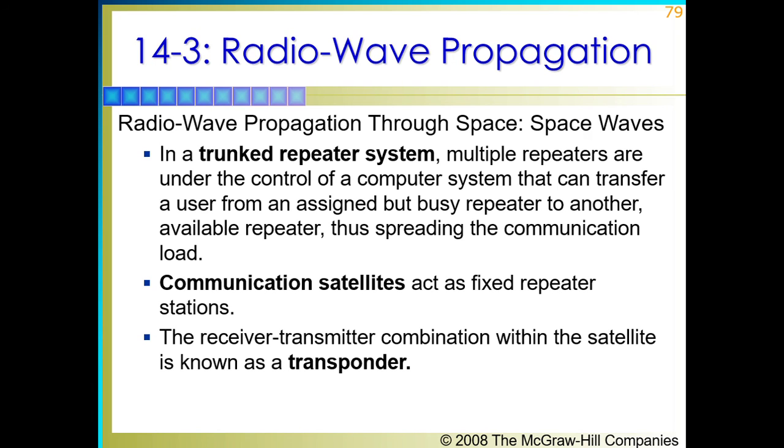A trunked radio system is a complex type of computer-controlled two-way radio system that allows sharing of relatively few radio frequency channels among a large group of users. Communication satellites act as fixed repeater stations. The receiver-transmitter combination within the satellite is known as a transponder.